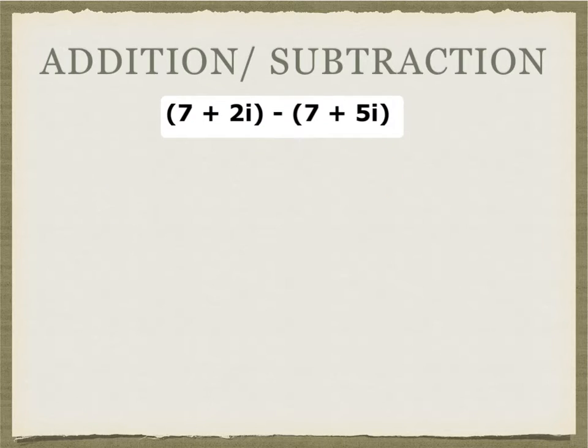Okay, so now we're subtracting. We need to distribute the negative to what's directly behind it. Since the parentheses are directly behind this minus sign, we have to distribute it to both things in the parentheses. So we have 7 plus 2i minus 7 plus, when we distribute the negative, it becomes minus 5i.